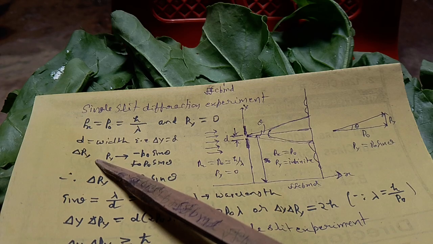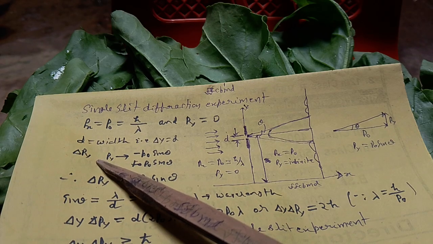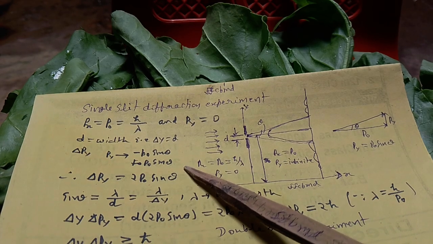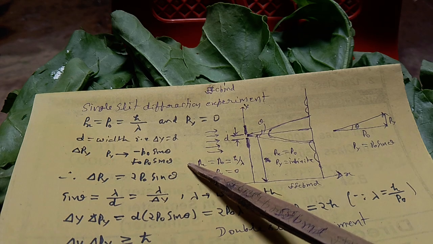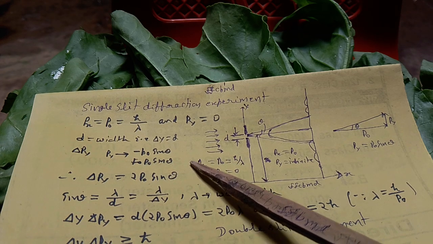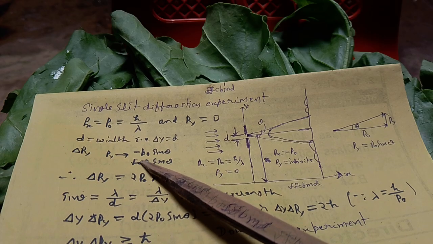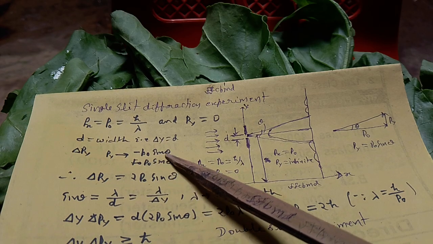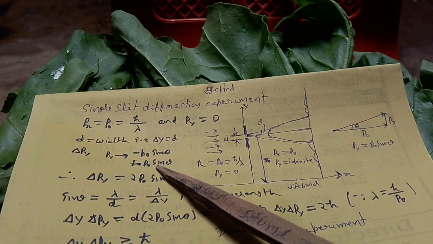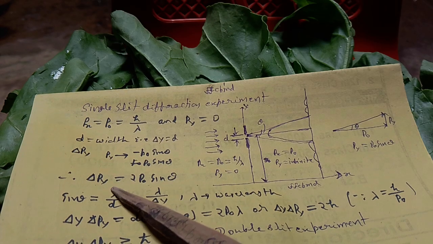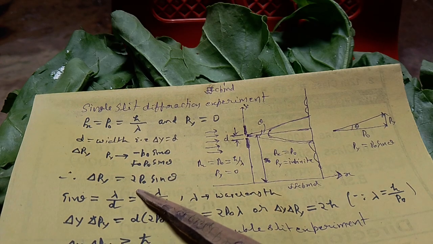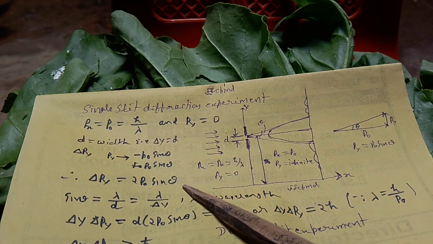By confining ourselves to the analysis of the central maxima, from the figure we can see that for the central maxima P sub y can take values ranging from minus P naught sine theta to P naught sine theta. Therefore, delta P sub y equals 2P naught sine theta.